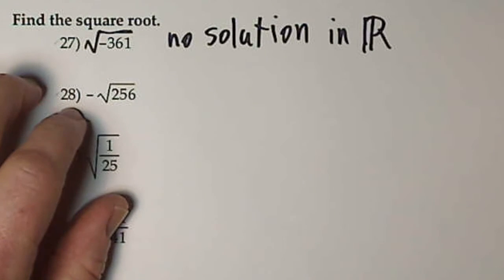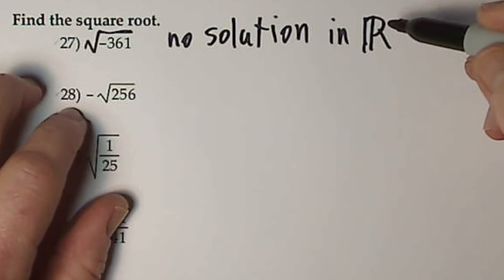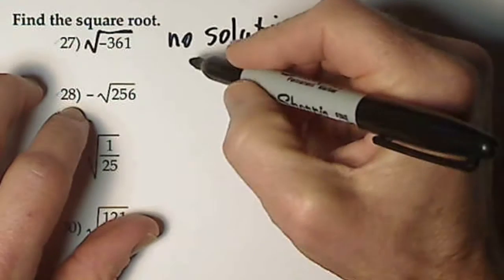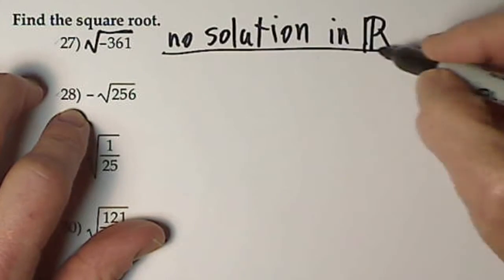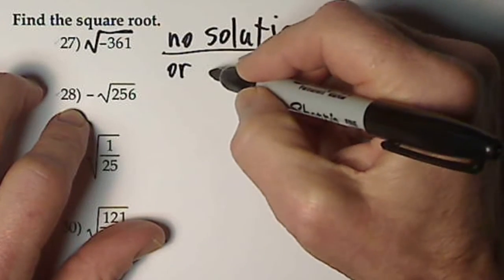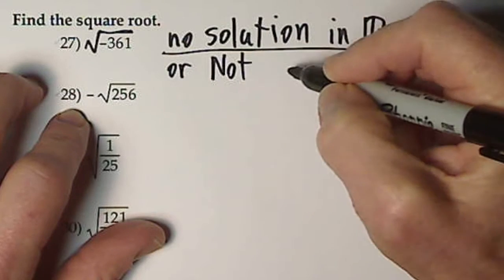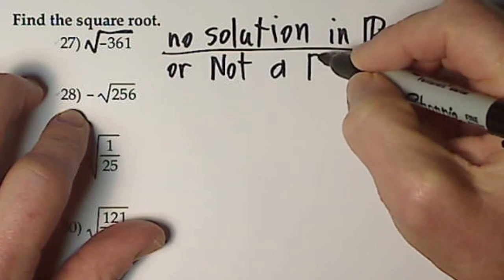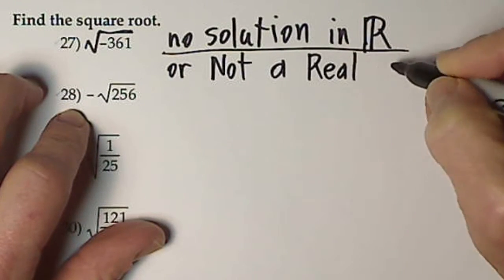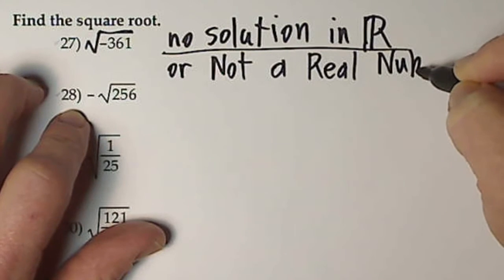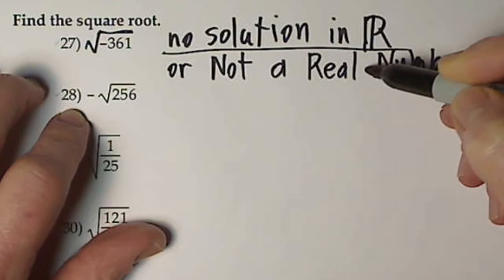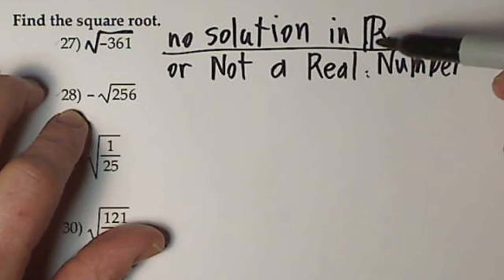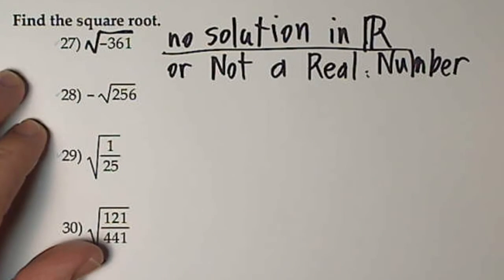Okay. I've also seen as a possible answer, I'll just put it right here, or "not a real number." Either of these, they're saying the same thing, essentially.